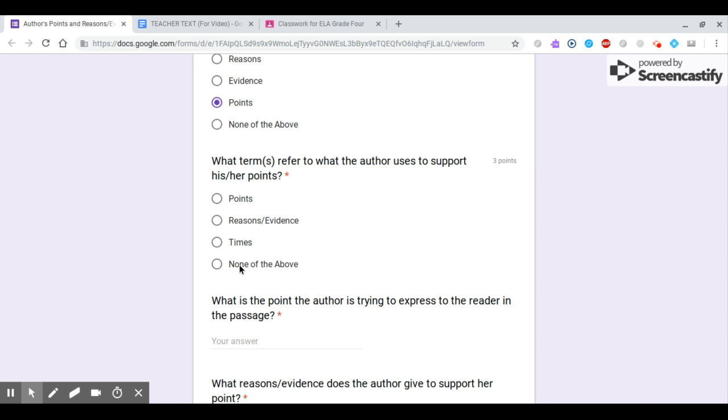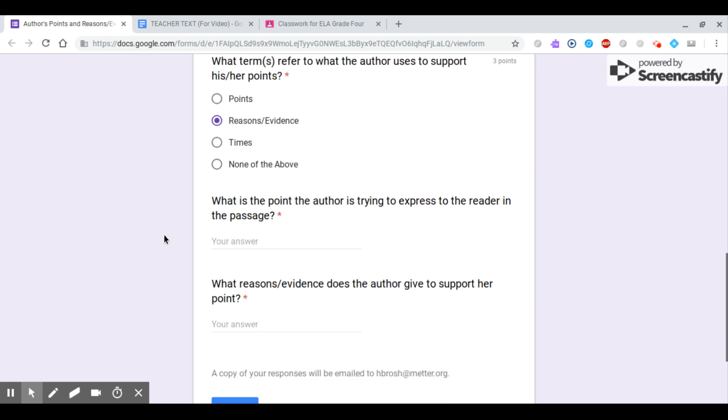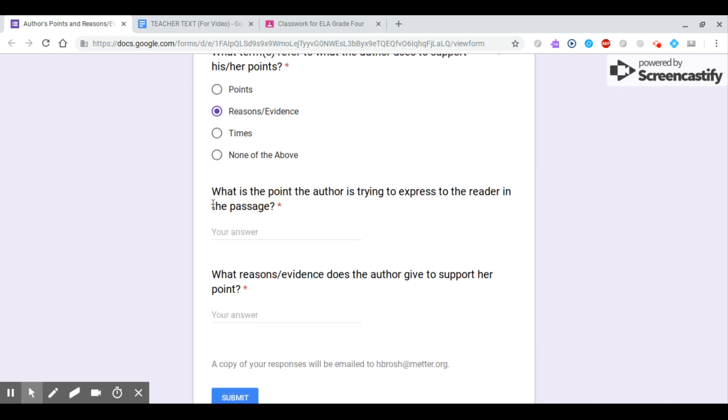If I look at my note-taking guide again that we taped in our journals, that little skinny strip of paper, Part 2 says author's reasons. The author gives reasons to support their points. Then I see author's evidence. The author may describe research or similar examples as evidence to support their points. So they might use reasons that they come up with in their own brains, or they might come up with evidence, facts, things in the world that back up what they're trying to say to make them seem more correct. So I'm going to choose reasons or evidence. Again, that can be found on your note-taking guide.